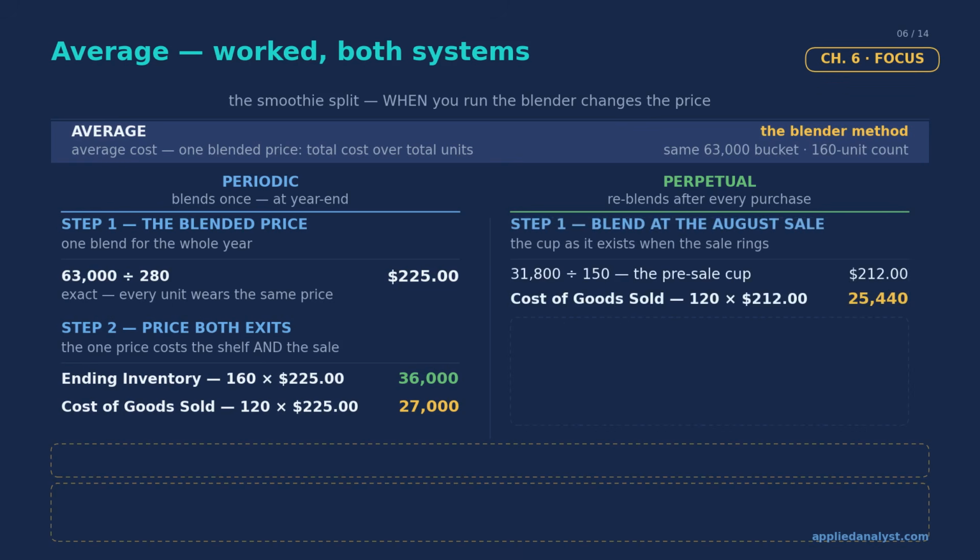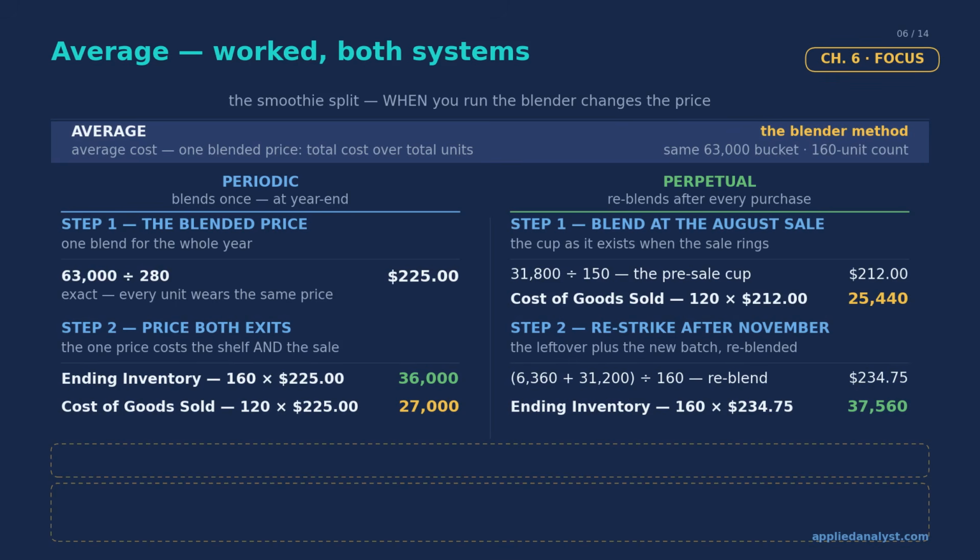Step 1, August. The cup holds $31,800 across 150 units. $212 a unit, exactly. So the sale costs 120 times that. 25,440. Step 2, November lands and the blender restrikes. 6,360, still in the cup, plus 31,200 of new fruit, over 160 units, $234.75. Ending inventory, 37,560. The $1,560 gap is pure timing.